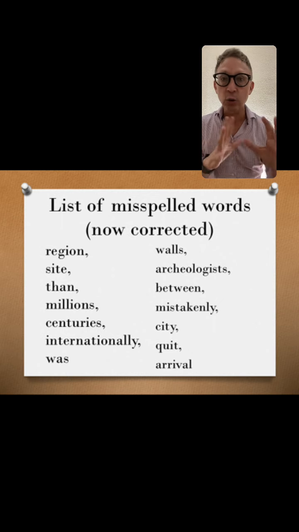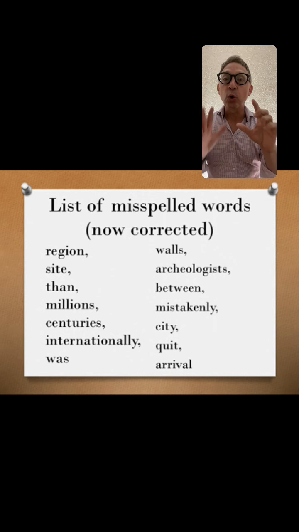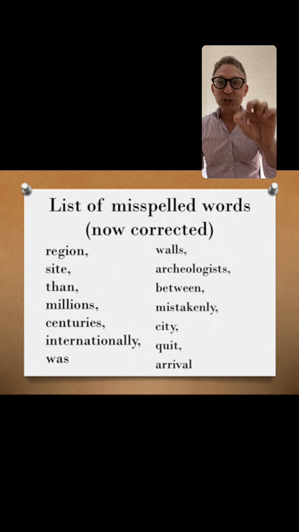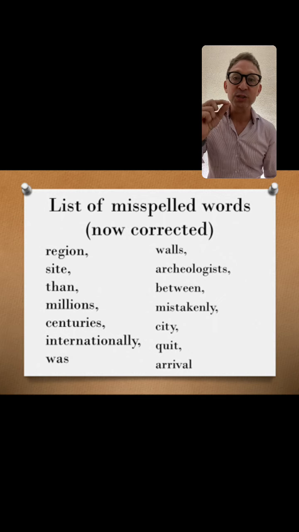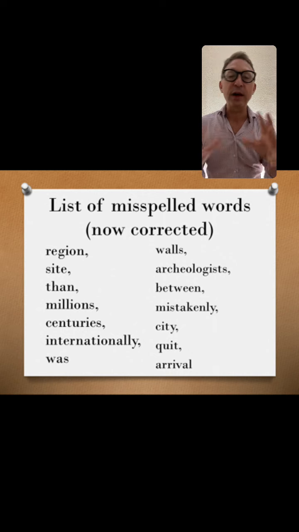quit, not quite. Quite requires an E at the end. And quiet requires an E just before the T. This is quit. And finally, arrival.